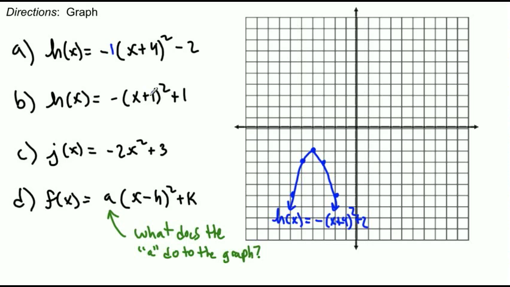I have a horizontal shift to the left 1 and then a vertical shift up 1. But it's negative, so I'm going to go over 1, down 1. Over 1, down 1. Over 2, down 4. Right there. So that quadratic will look like so. And make sure you label it.